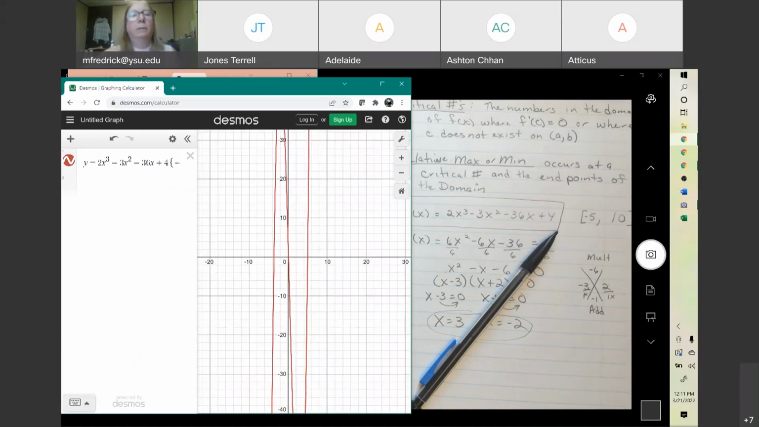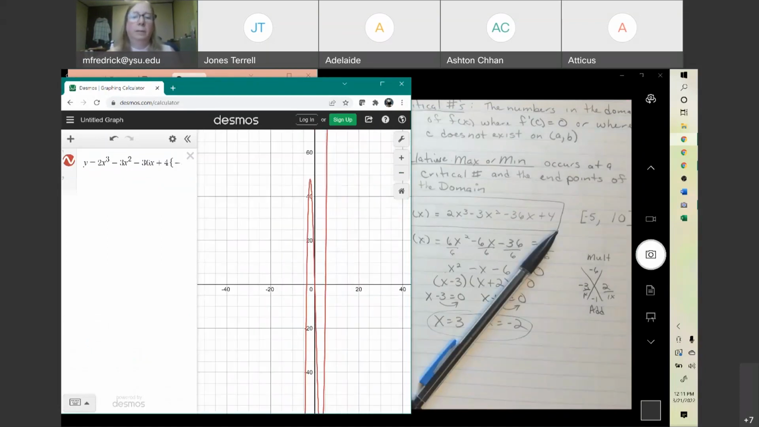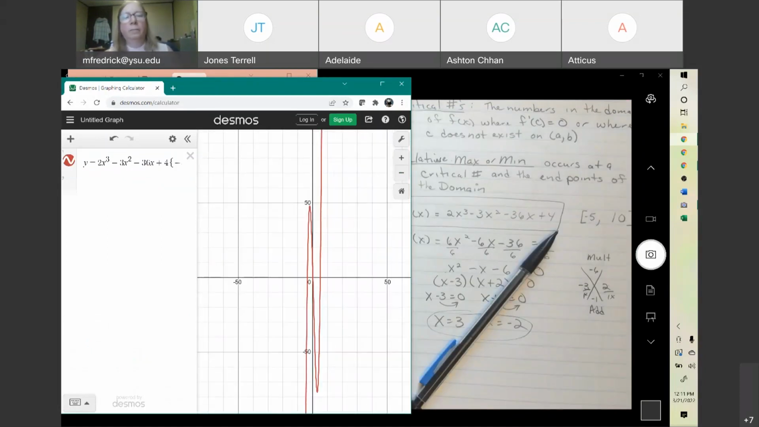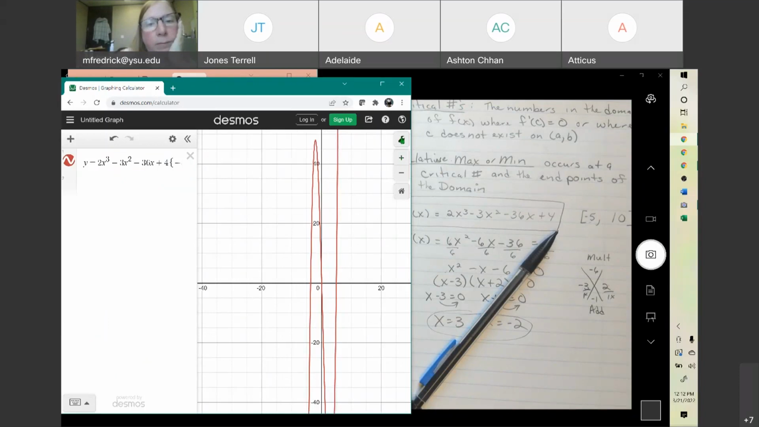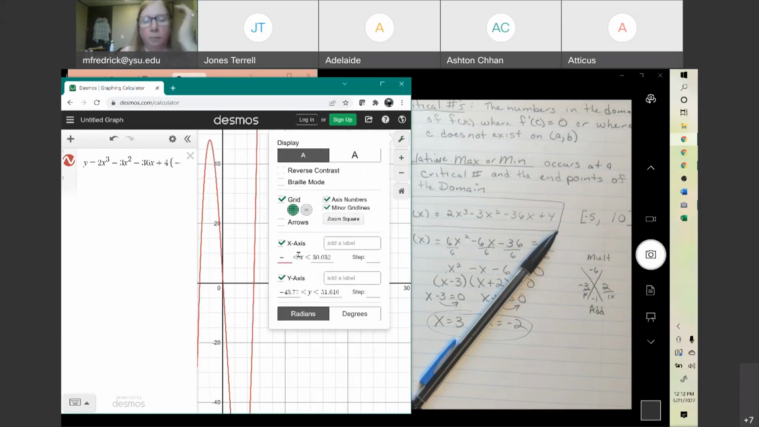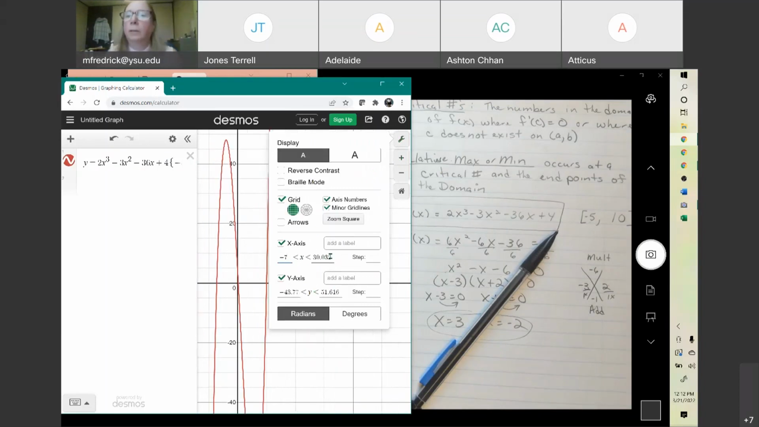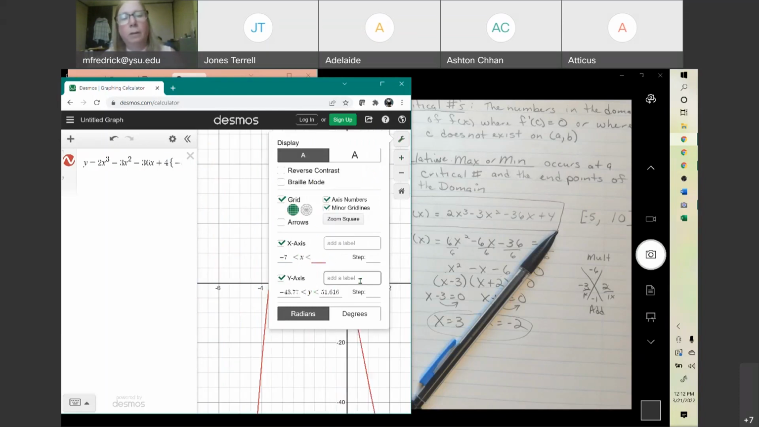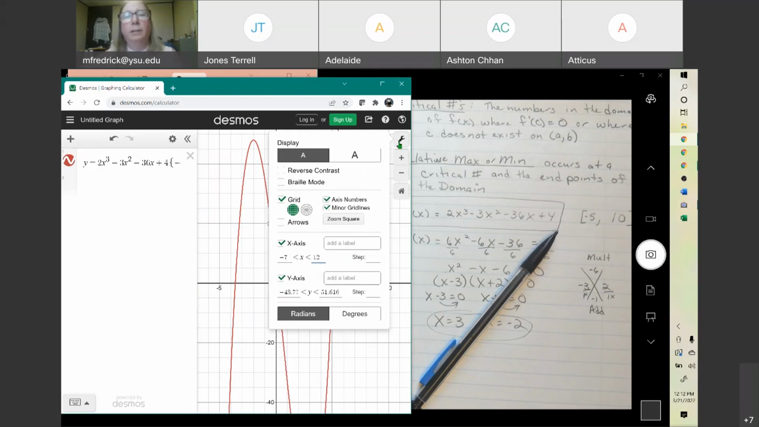There we go. Oh, almost. My x values went from -5, so I'm going to go -7, to 10, so I'm going to go 12. There we go. Now we can see it a lot better.